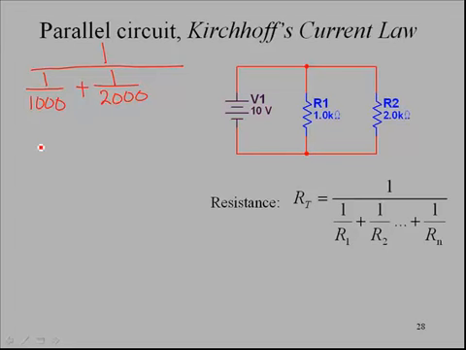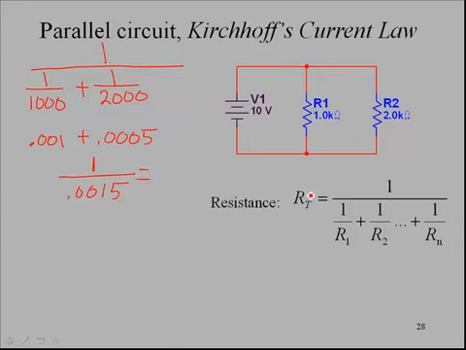Now 1 over 1,000, that's going to be about 1,000th, or 0.001. And 1 over 2,000 is going to be half of that, so that would be about 0.0005. And so roughly, if we added these two together, we would get about 0.0015, I believe, about 15 thousandths. And then our calculation would look something like this: 1 over this value, and that would equal our resistance.